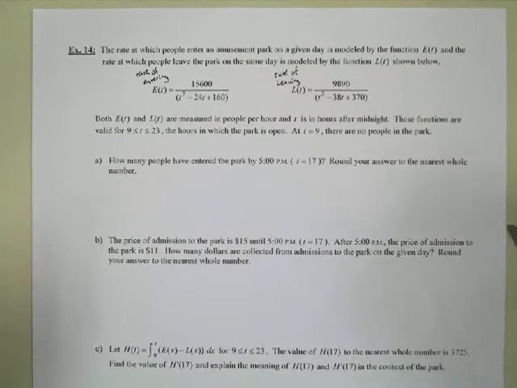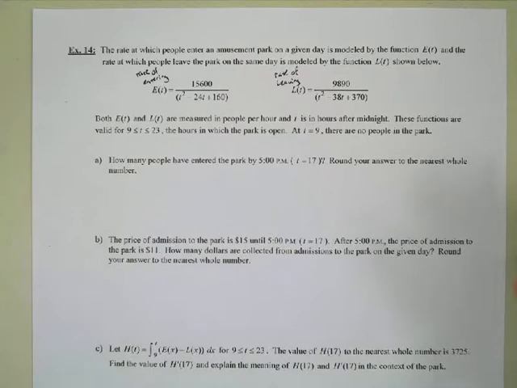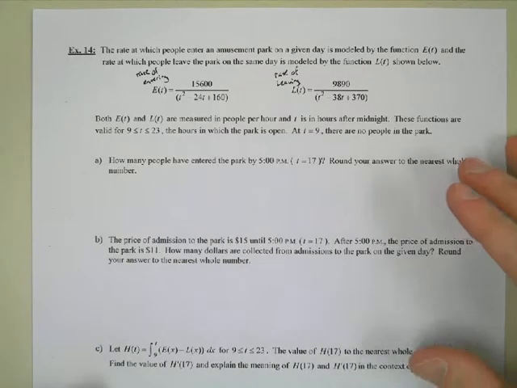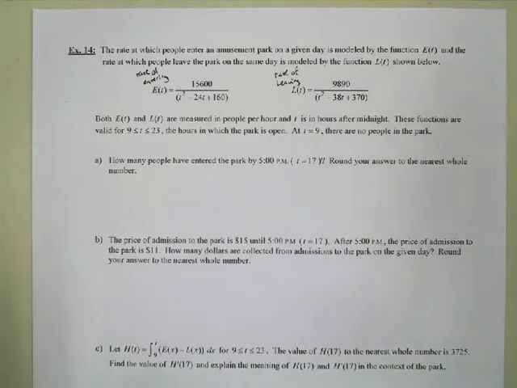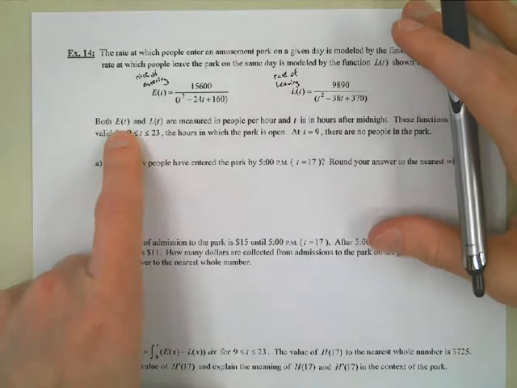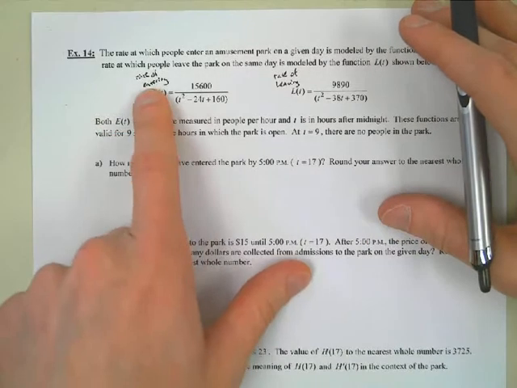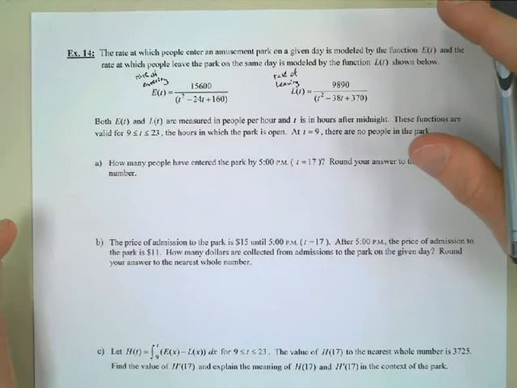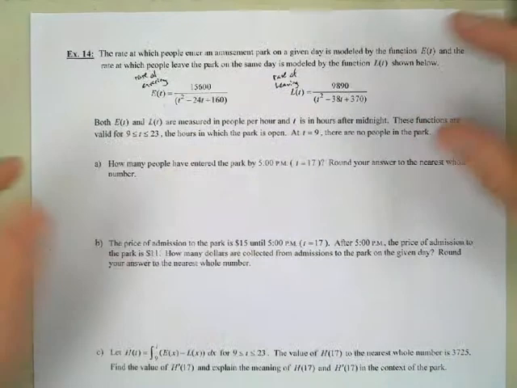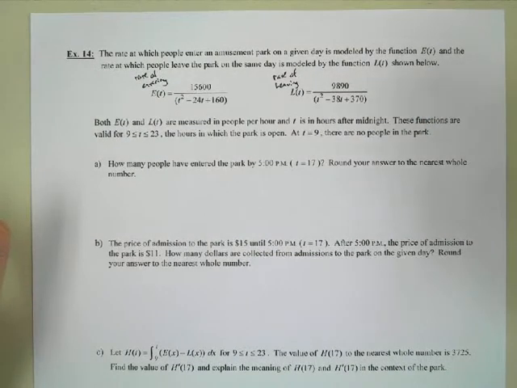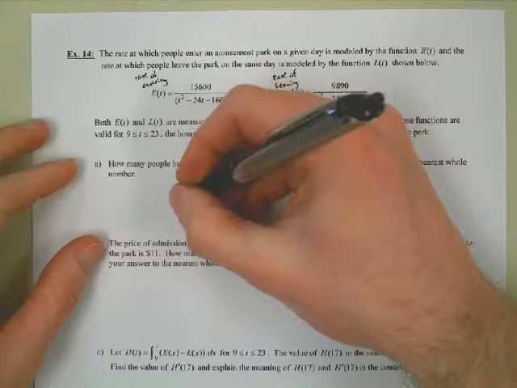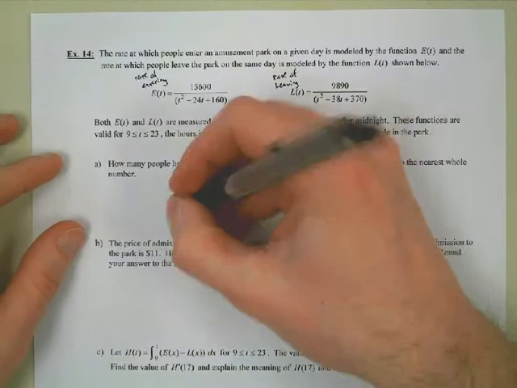E is not the answer. E is the rate. Let's just hold off here. So E is our rate of people entering, but I'm not trying to find the rate at which people are entering. I want to know how many people have entered the park. So what do we do here, Brandon? You find the definite integral between 9 and 17 of E of t.